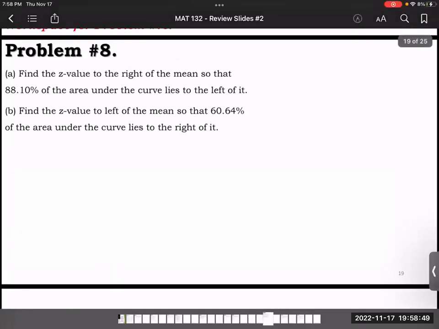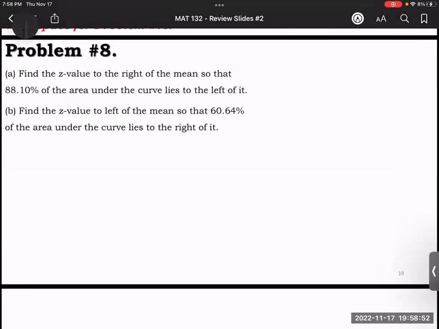Wait, excuse me. Go ahead. The work that we just did was that. The standard normal distribution. This is all standard normal distribution. This is all chapter 6.